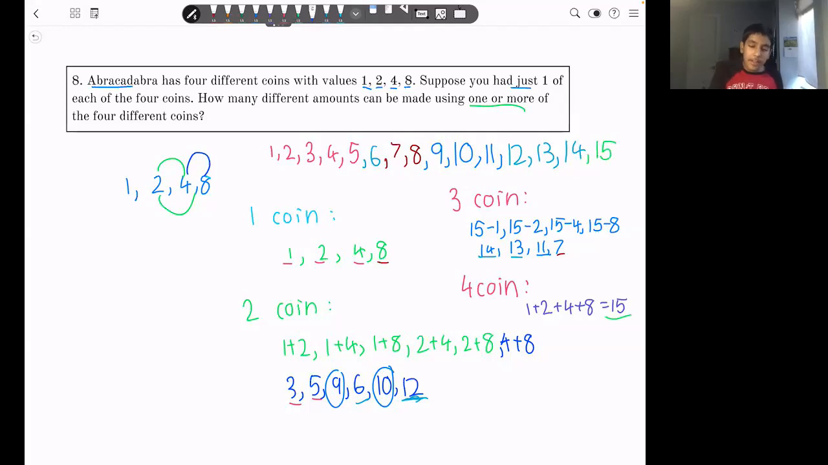Okay, so from here we can immediately see the answer is 15. Since we have 15, we can make any amount from 1 to 15. So 15 is your answer. But the reason, instead of listing them all out and just counting the number of numbers, is that there's actually a big coincidence here. We have all the numbers from 1 to 15.